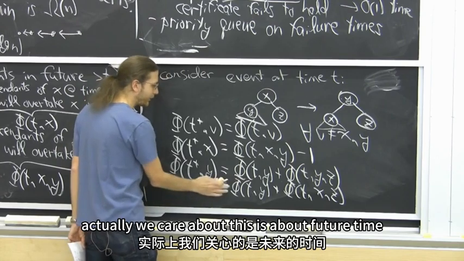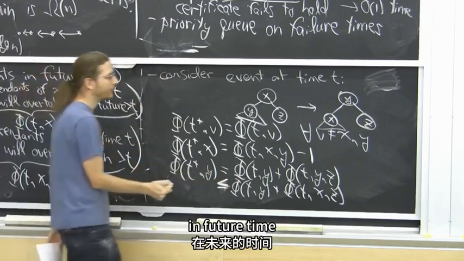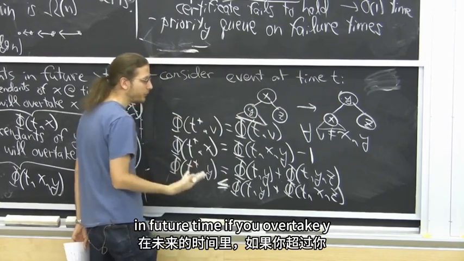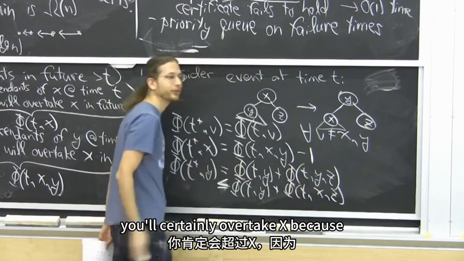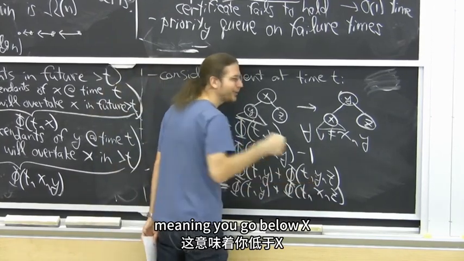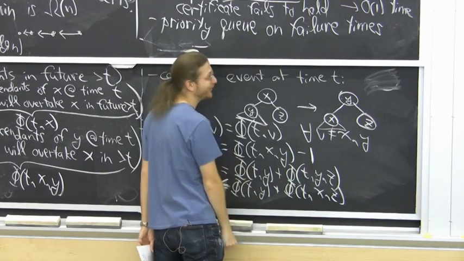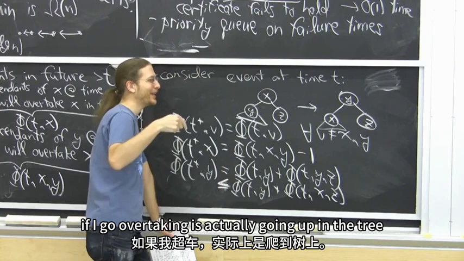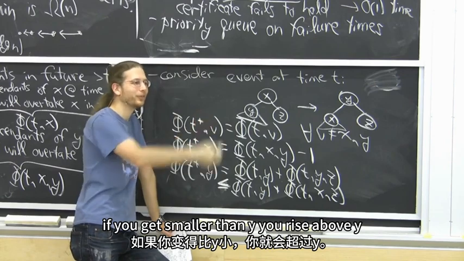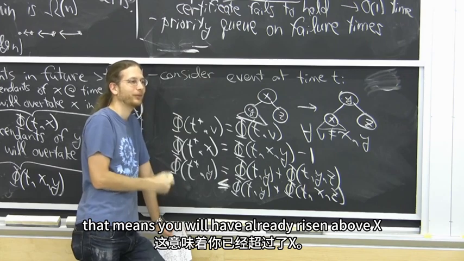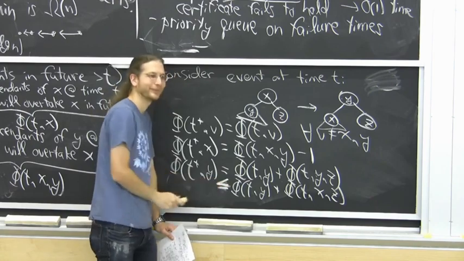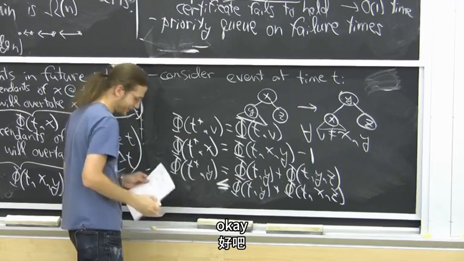No, I see. Right. Actually, we care about future time. In future time, we know that y is always going to be less than x because it's moving up. In future time, if you overtake y, you'll certainly overtake x. No, the other way around. Overtaking is going up in the tree, but it's actually getting smaller in value. If you get smaller than y, you rise above y, that means you will have already risen above x. You will already be a value smaller than x. So hopefully that is the less than or equal to. So that's what we need. Good. Now I understand.